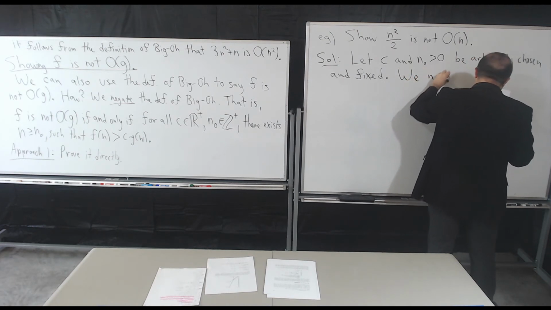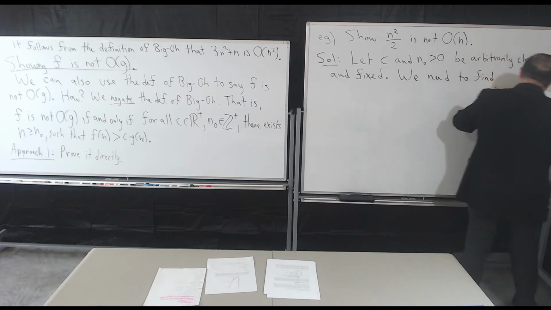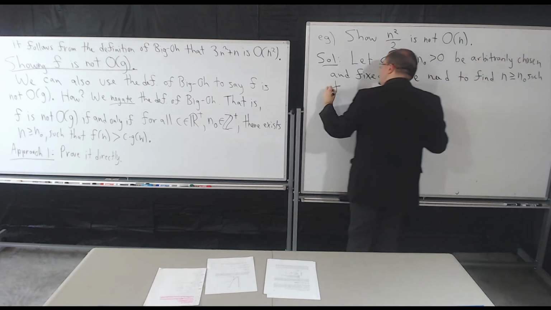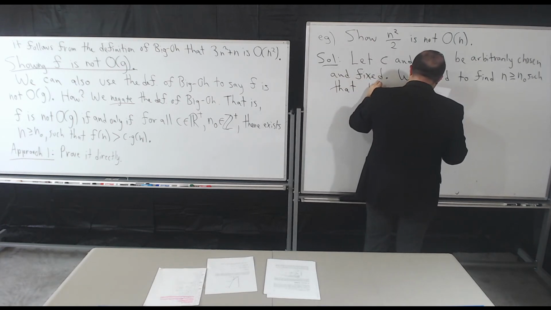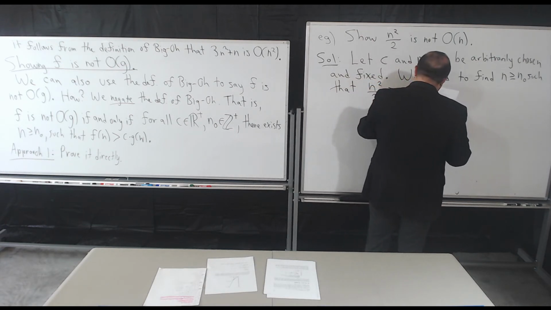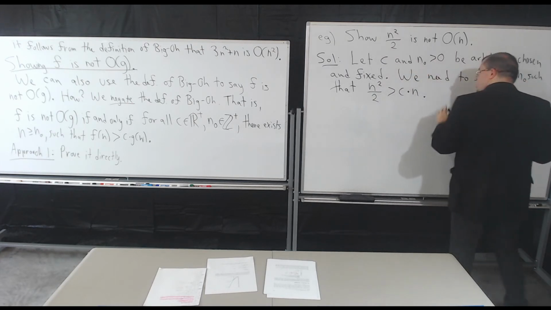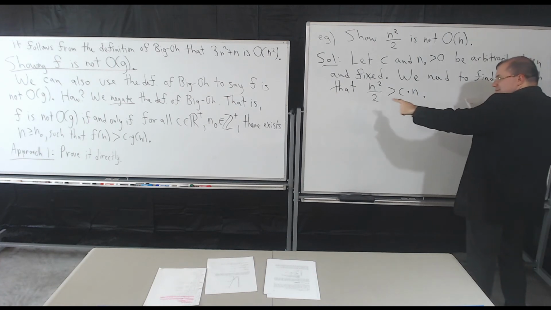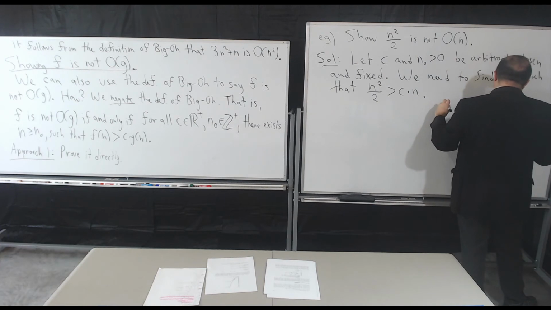We need to find n greater than or equal to N0 such that n squared over 2 is greater than c times n. Remember, I don't know what c and N0 exactly are. They can be any of those values.